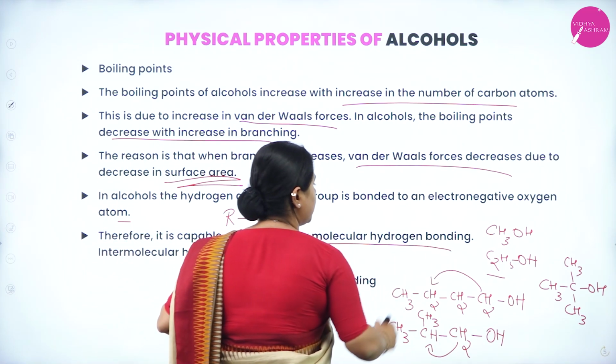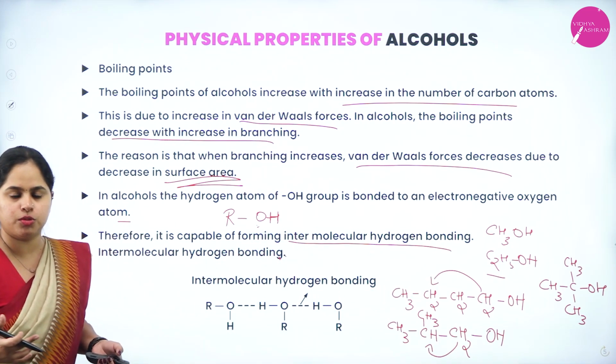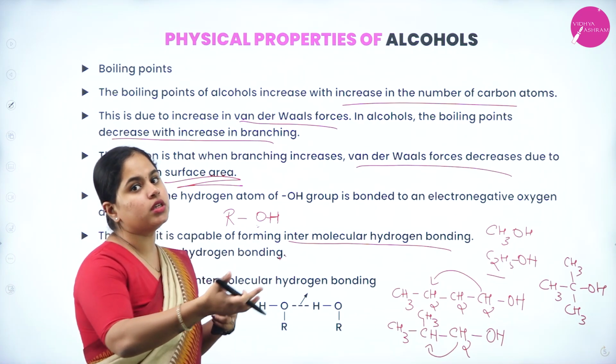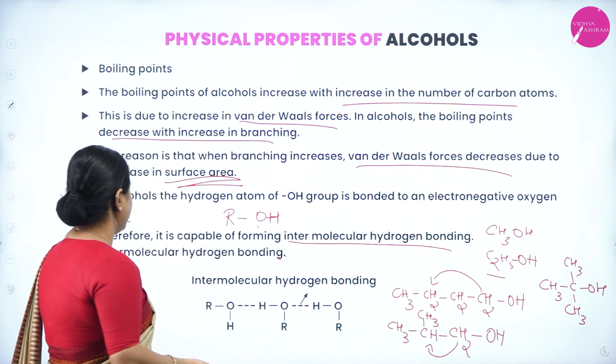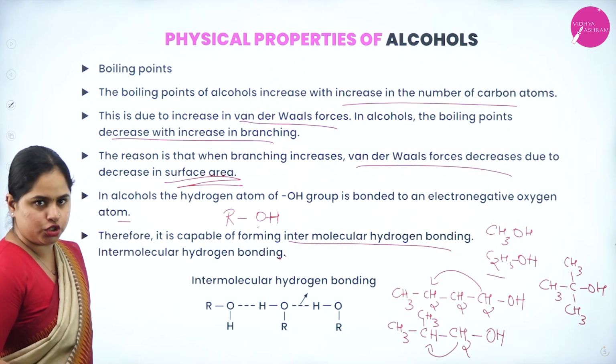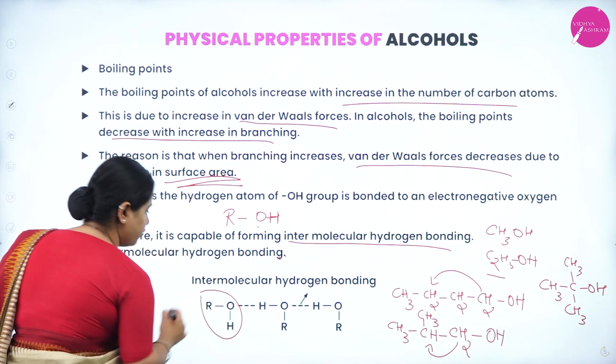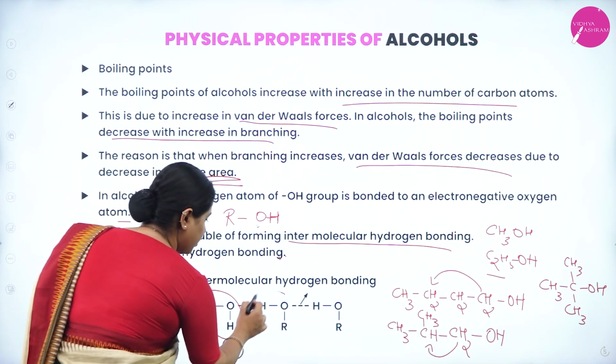Now, what is intermolecular hydrogen bonding? A hydrogen bond can be formed between two different molecules. How intermolecular hydrogen bonding is formed is shown here. This is one molecule of alcohol, and this is another molecule of alcohol.